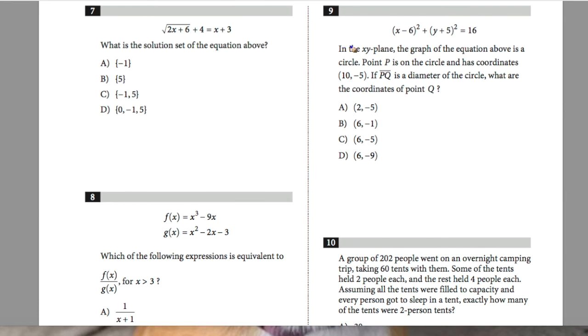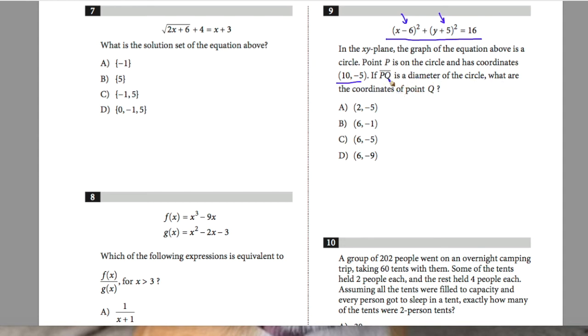Question 9 states, in the xy plane, the graph of the equation above is a circle. So this appears to be an equation of a circle. Point P is on the circle and its coordinates are 10, -5. And so there's one particular point, but I can tell from this equation of a circle expression that I can already figure out what the center of the circle is going to be. And I'll show this to you in a separate expression. If PQ is a diameter of the circle, what are the coordinates of Q?